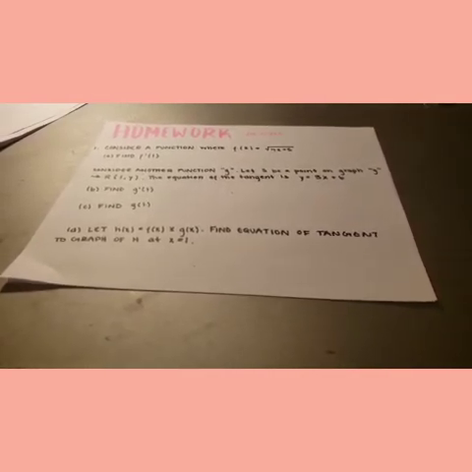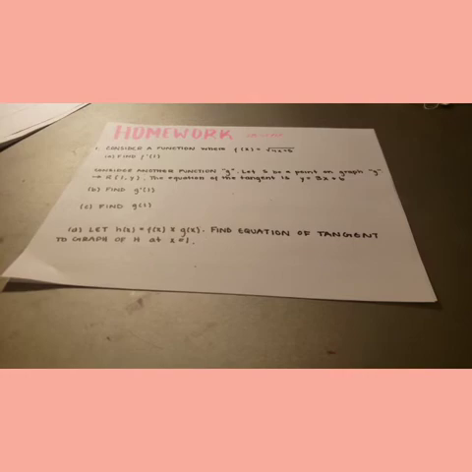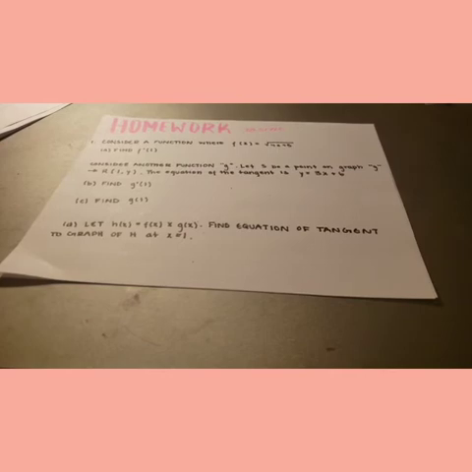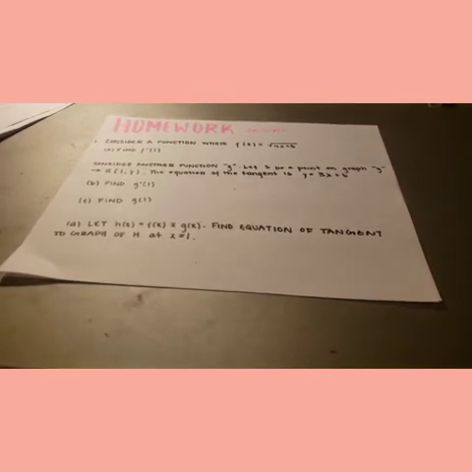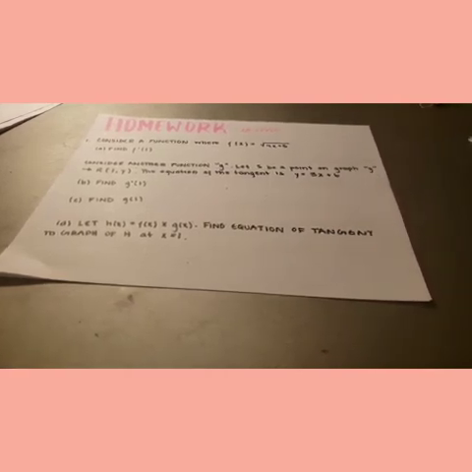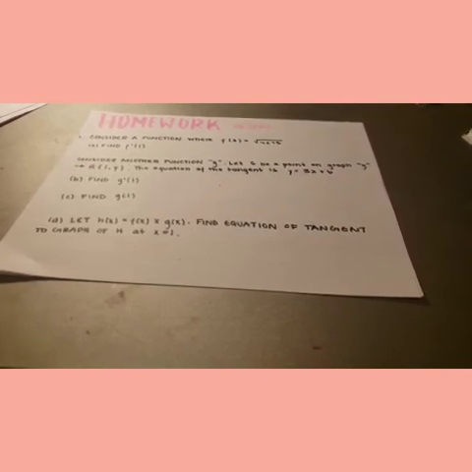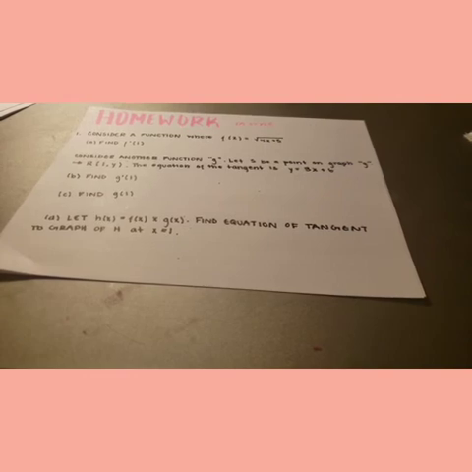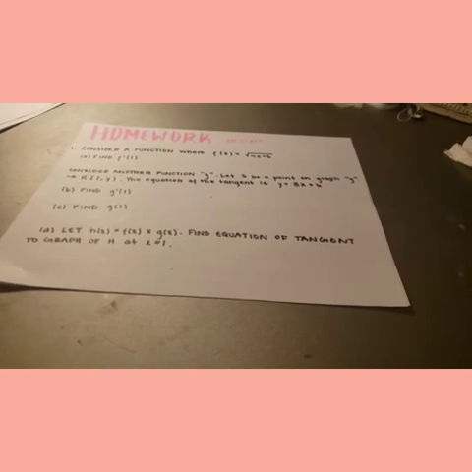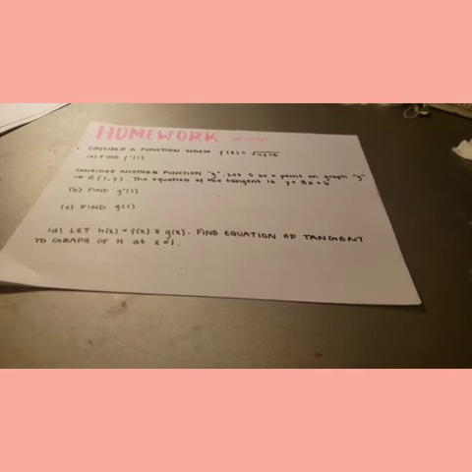Then it says, consider another function g. Let R be a point on graph g where R's x coordinate is 1 and the y coordinate we don't know. So the equation of the tangent is y equals 3x plus 6. So the next parts b and c are find g prime of 1 and find g of 1. And then d is let h of x equal f of x times g of x. Find the equation of the tangent to the graph of h at x equals 1. So you can stop the video here, pause it, try out this homework, and the answers will be in the next few seconds. So please pause now.